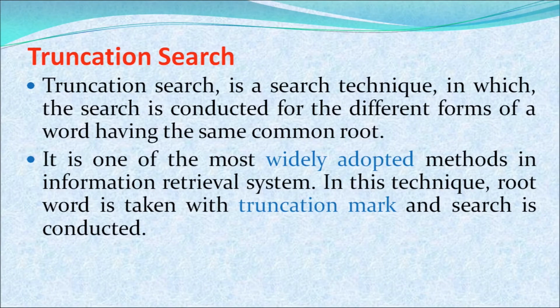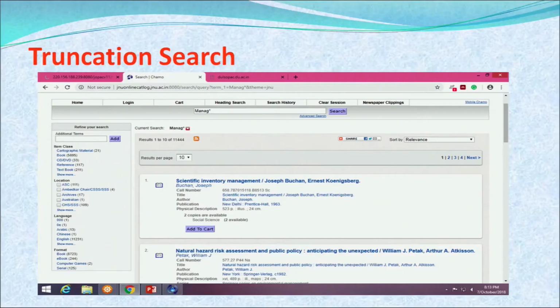It is one of the most widely adopted methods in information retrieval systems. In this technique, the root word is taken with the truncation mark and the search is conducted. This is the screenshot for the truncation search, where we put one word like education and it will give us all the information on education.